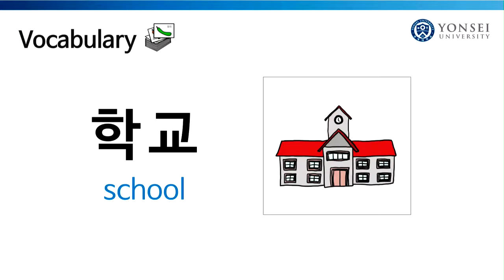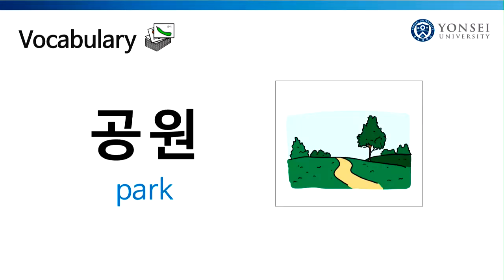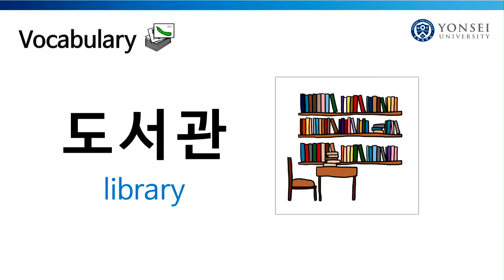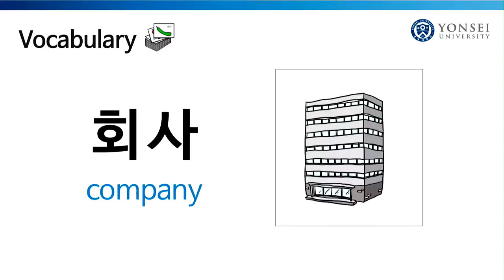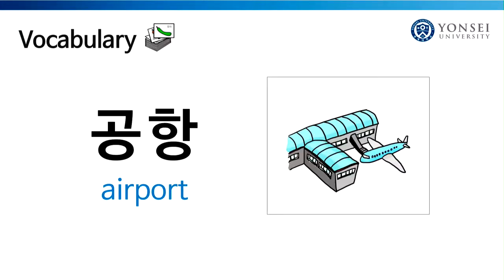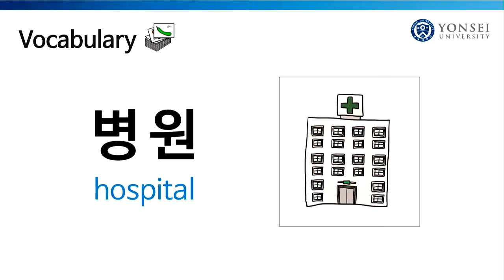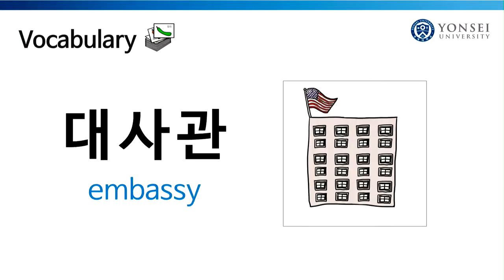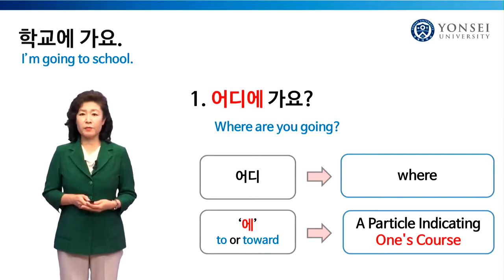Shall we look at words describing places? 학교, 공원, 집, 도서관, 마트, 회사, 화장실, 공항, 병원, 대사관. Lots of vocabulary, right? I know it's very hard to remember, but you're going to get used to those words after a little bit of practice. Well, now let's practice the expressions.